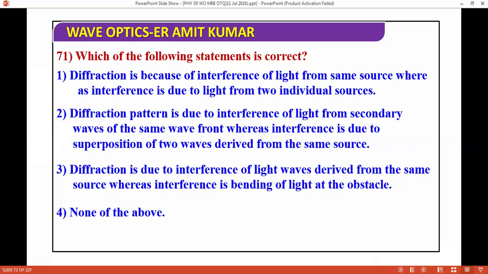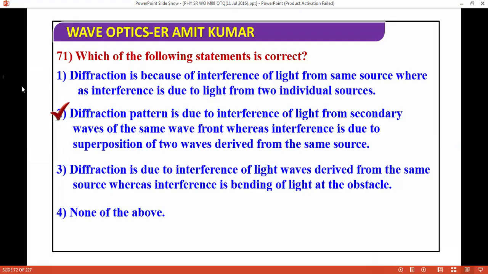What's the answer for this question? The answer for this question will be that the statement is correct.